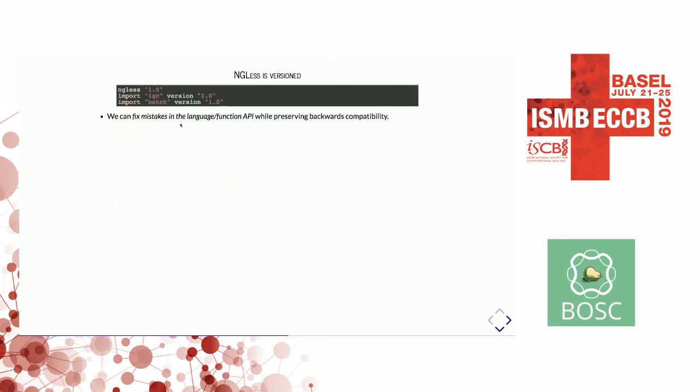Okay, so as I said, everything is versioned, so we can use this to evolve the language and the APIs while keeping backwards compatibility. So already we have some things that work differently in version one versus the previous versions.